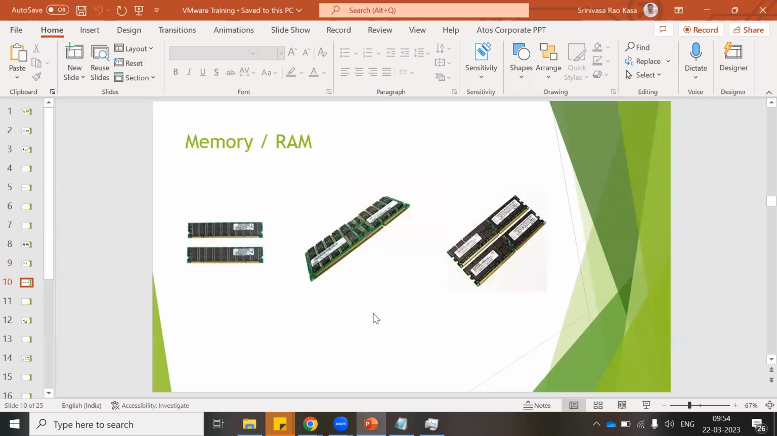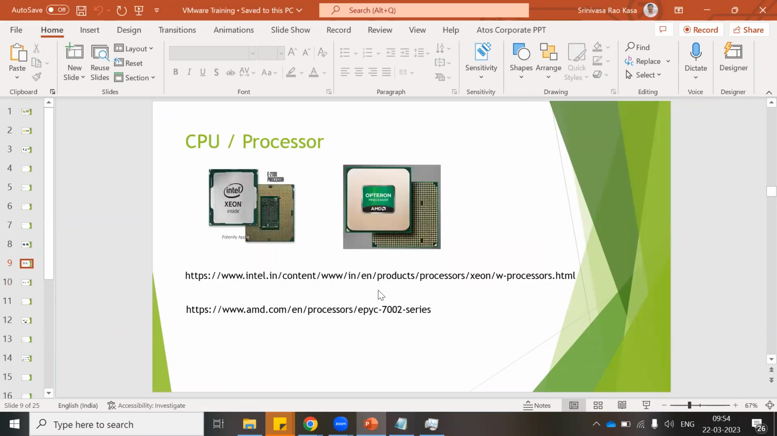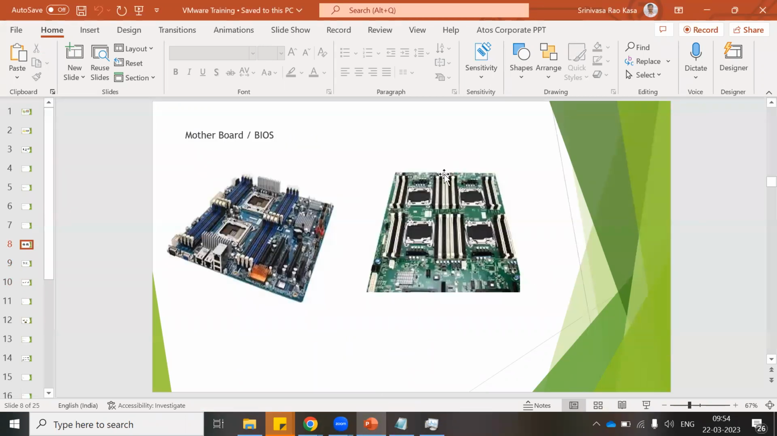this kind of slots. See here in this particular picture, these white and black slots are the memory slots. How many slots are there here? There are 4 here, 8 here, and 4. That makes 16 in total, so 32 slots are available in this particular motherboard.